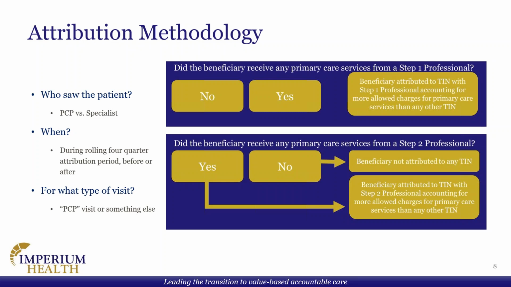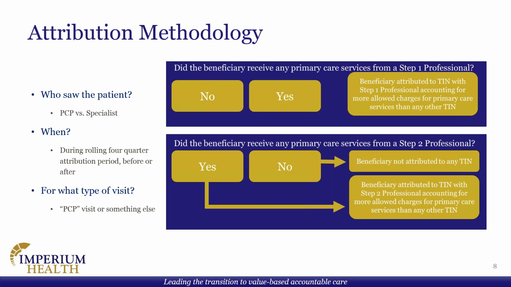So when I think about the attribution methodology that Medicare is applying, and yes, it's a two-step attribution process, it's did a patient receive a service from a step 1 professional, or did they receive a service from what they're calling a step 2 professional? And the step 2 professional is that second tier of attribution that we had talked about in the previous slide, where it's those obstetricians, pulmonologists, cardiologists, oncologists, those groups of providers that are specialists, but they're likely to treat a patient for more than a month or two. And it really boils down to who saw the patient, primary care versus specialist. When did they see that patient? Because attribution is based on a rolling 4-quarter attribution period.